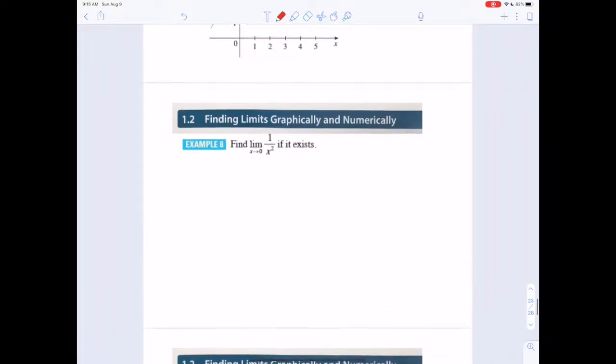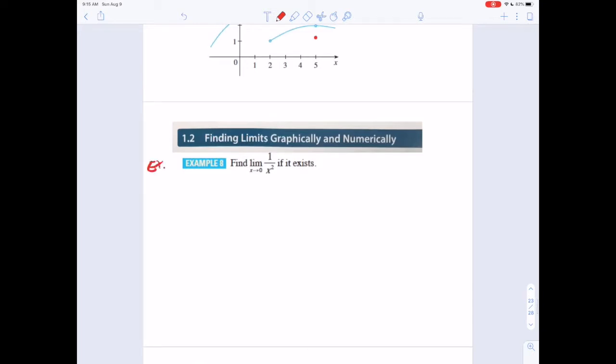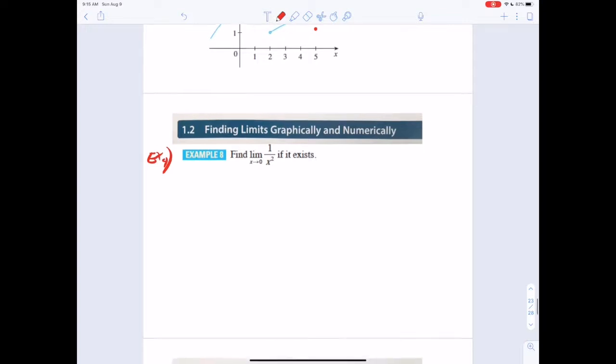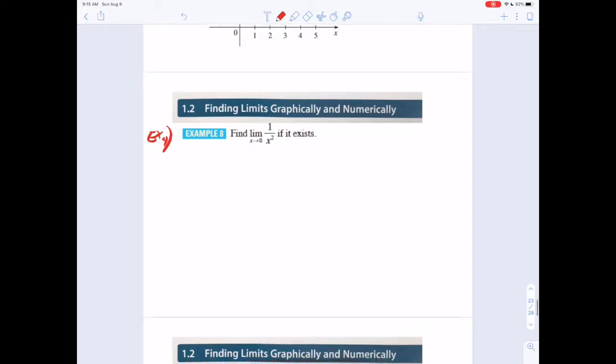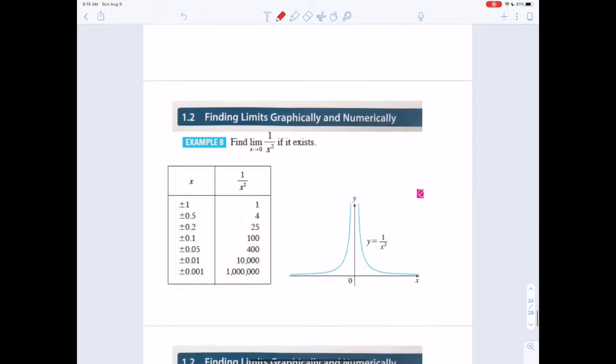Okay. Let's call this example 4. We're going to talk about this real quick. Write this down. Find the limit of 1 over x squared as x approaches 0 if it exists. Okay. So you're going to just watch this one here. We're not going to physically do it. So what we're going to do is we're going to get really close to 0 from both sides. And since 0 is the value that we're approaching, the left and right sides will have the same values, just the plus or minuses are different.